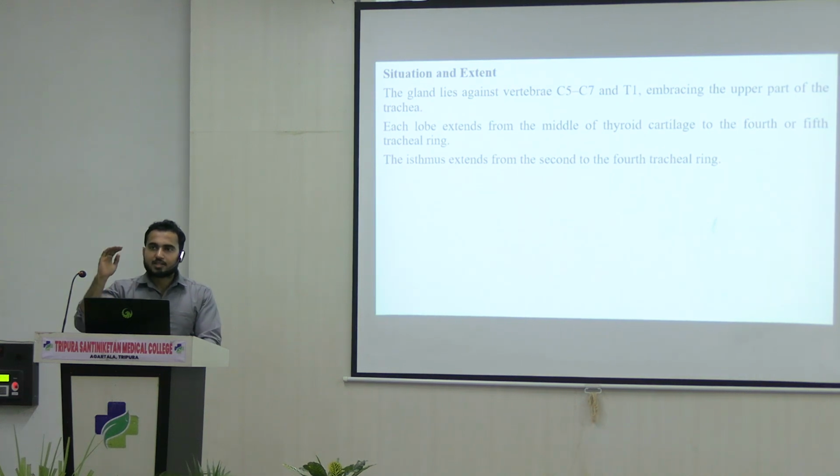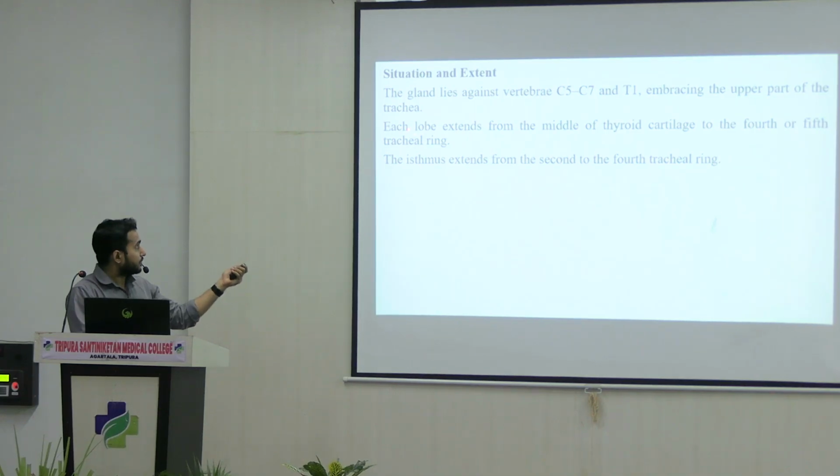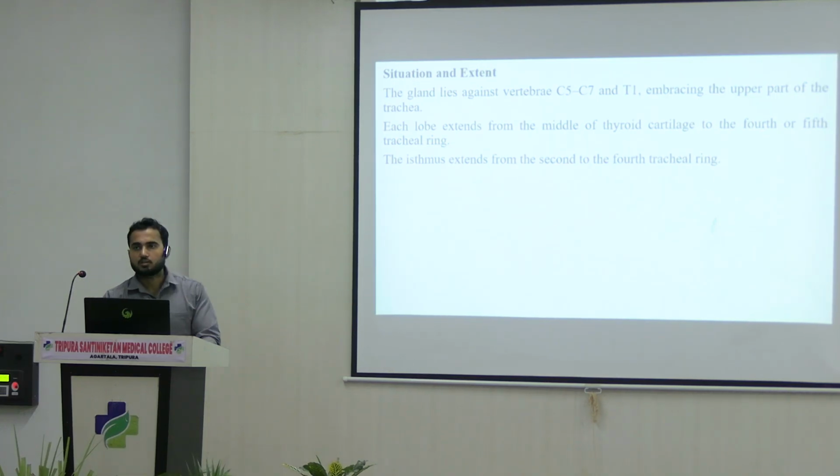Next, if you see the extent, this lateral lobe extends from the middle of the thyroid cartilage to the 4th or 5th tracheal ring. That is the vertical extent. And the isthmus, which is present horizontally, extends from the 2nd to 4th tracheal ring.